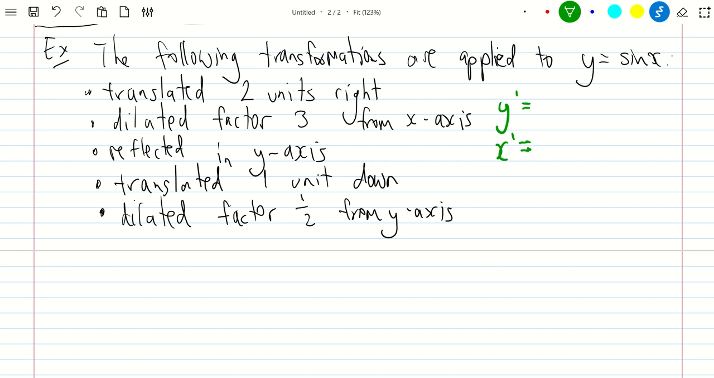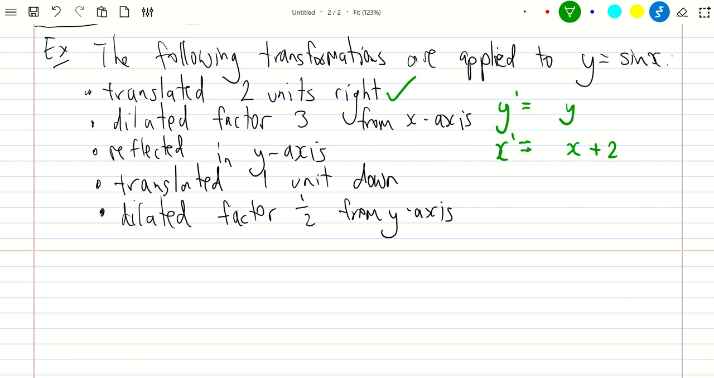So here we go. Firstly, what is my first translation? We're just going to write down exactly what's going on here, and then I'll show you what we do. Translated 2 units to the right. So my x's are increasing. I'm just going to put an x here, and I'll put a y here. So firstly, my x's are increasing, so I'm just going to go plus 2. Right, so that's the first step done.